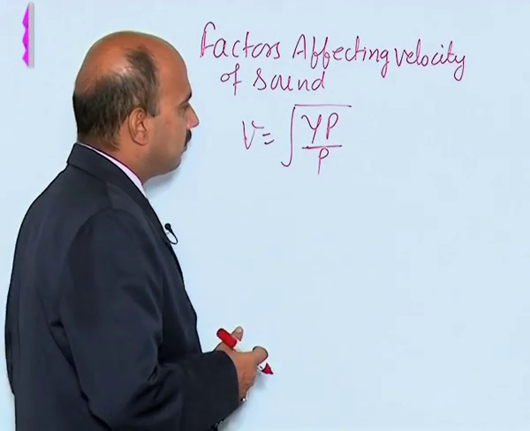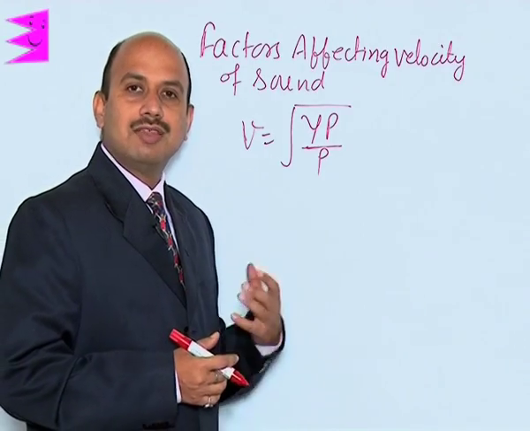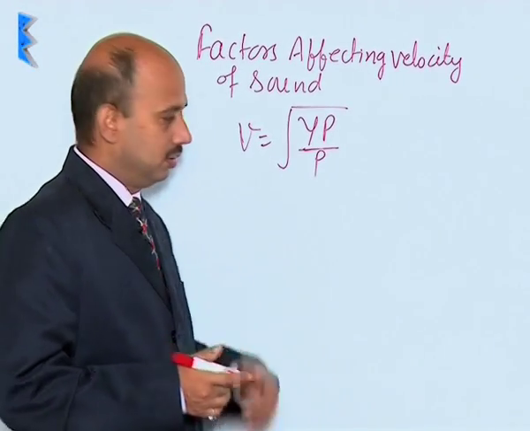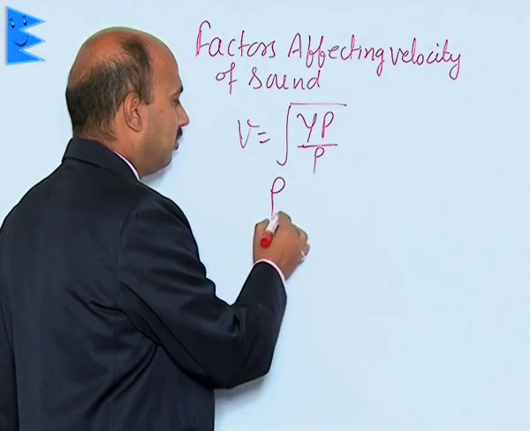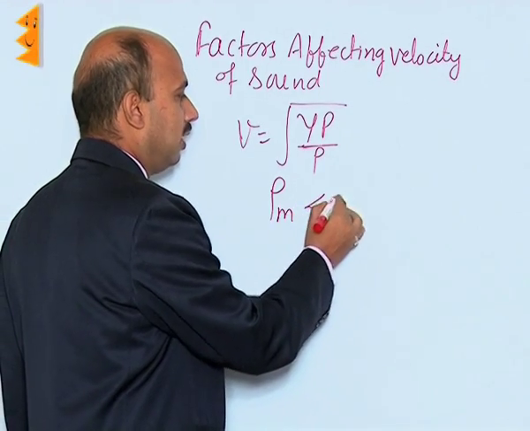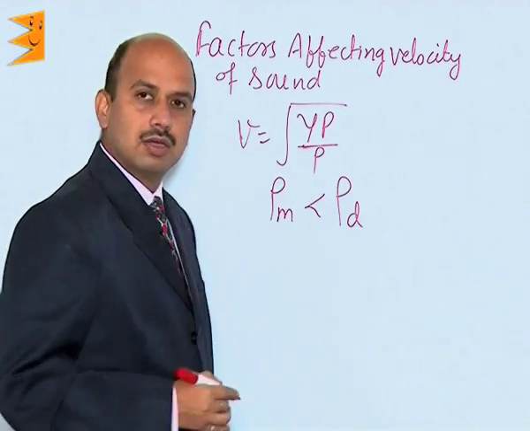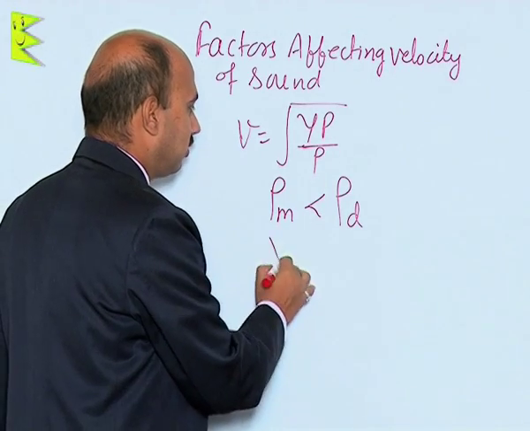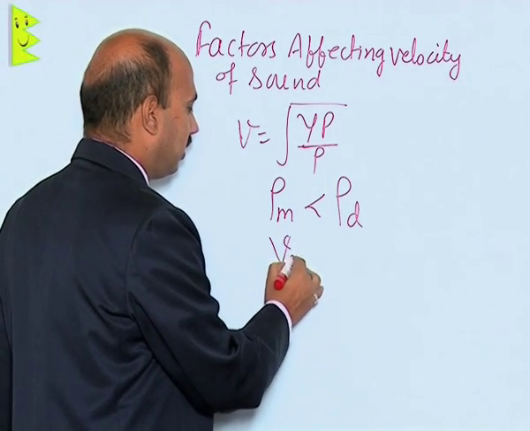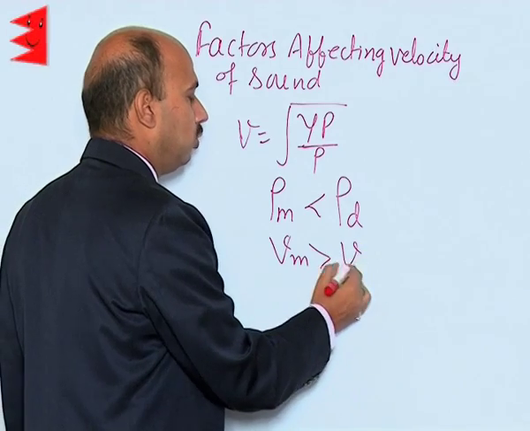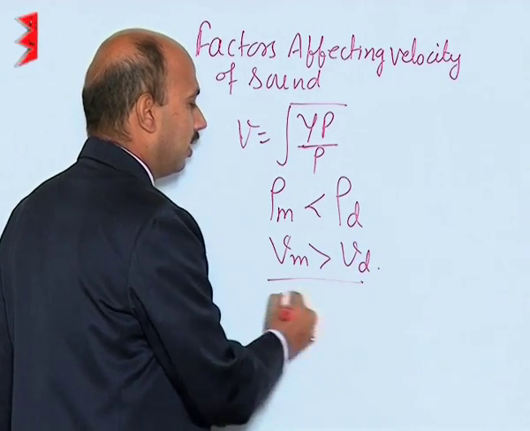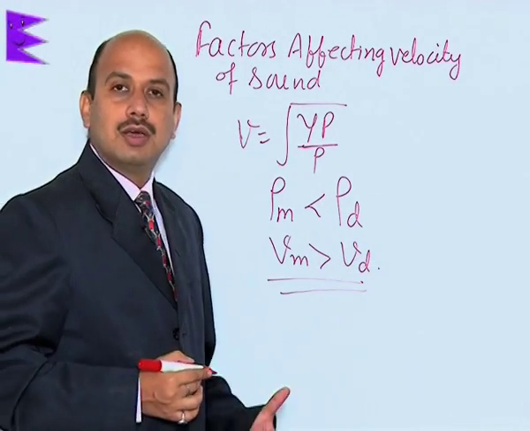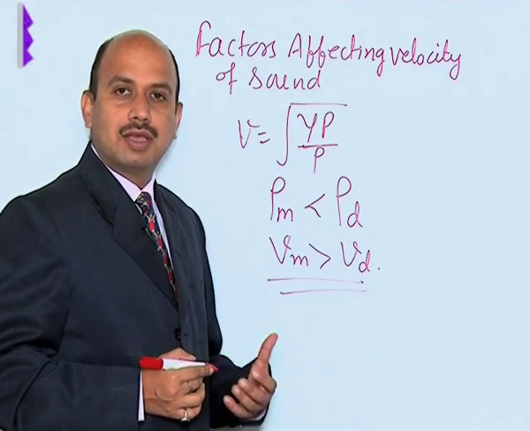See here, velocity of sound depends on the density also. So, density of the air changes with the humidity. So, here we can write density of the moist air is less than density of the dry air. So, obviously, the velocity of sound in the moist air will be greater than the velocity of sound in dry air. So, due to humidity also velocity of sound is getting affected.